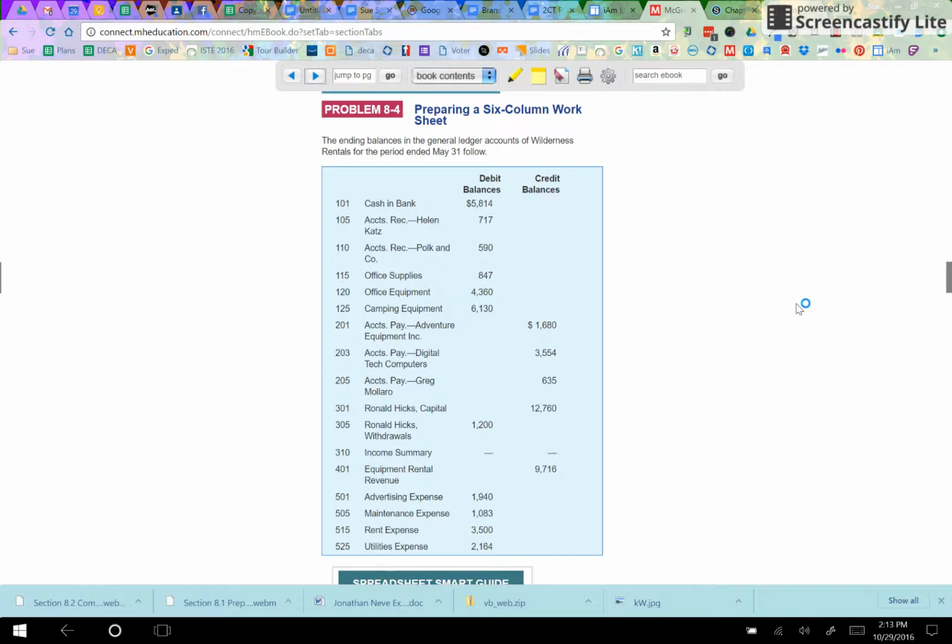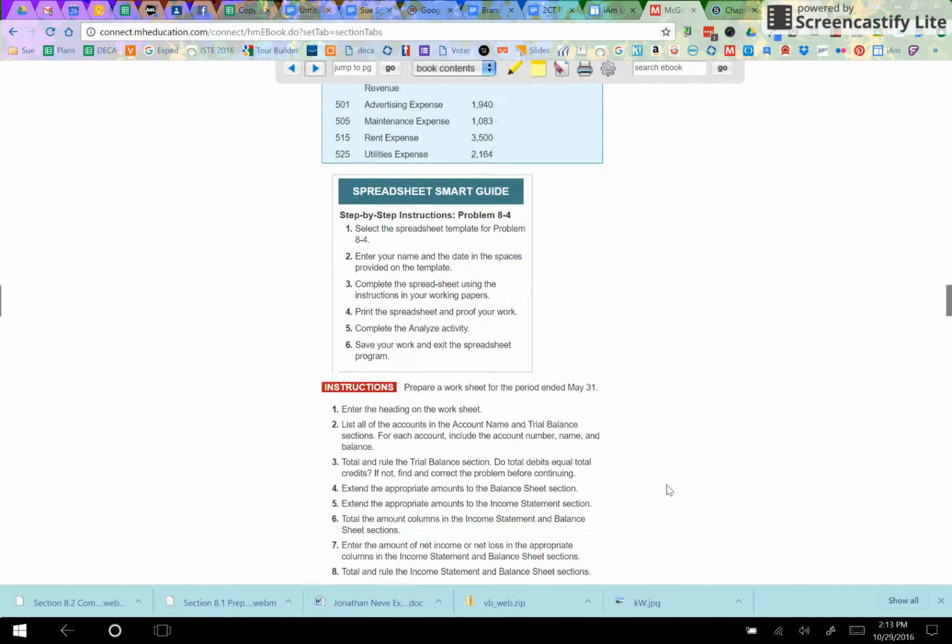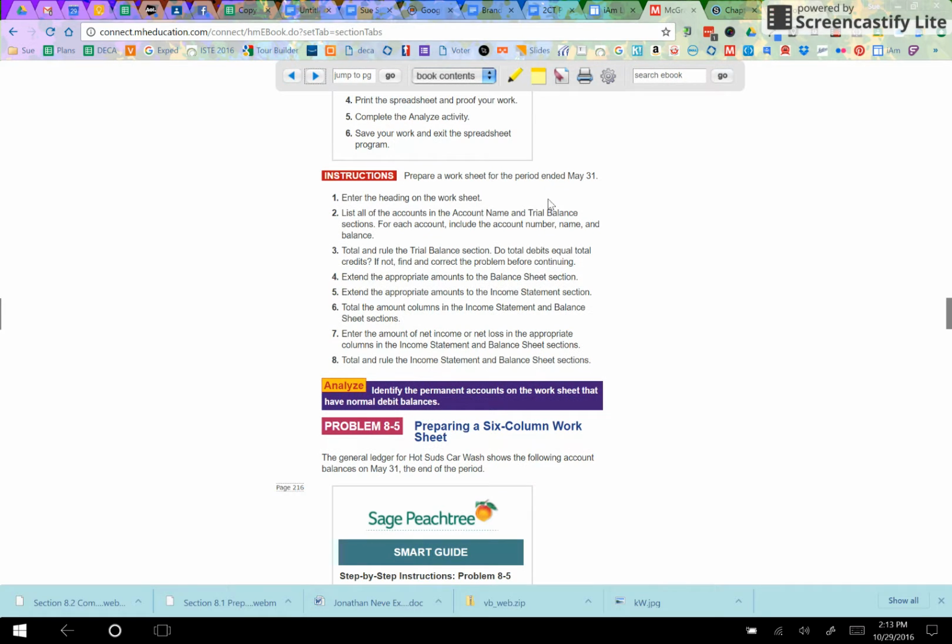Okay, so I'm going to explain how to do problem 8-4, preparing our first 6-column worksheet. So here's the problem in the book. Ending balances in the ledger accounts for Wilderness Rentals are listed here for the pay period ended May 31st. So here they are from the ledger accounts. And what they want us to do are the following steps. Prepare the worksheet for May 31st.